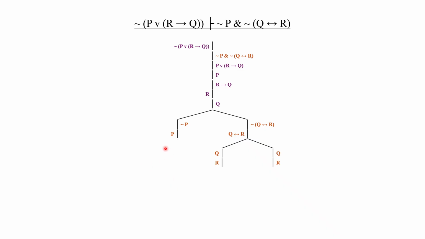So looking at this first branch, I have a contradiction here. I've got a P on both sides. If I look at this branch, I also have another contradiction. I've got Q on the left, Q on the right, so that one will also close. And then I've got a contradiction here where I've got an R on the right and an R on the left, so that one will also close off. So this would be valid.